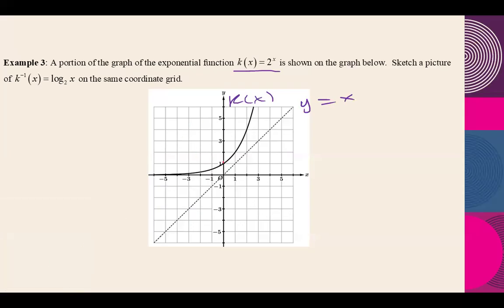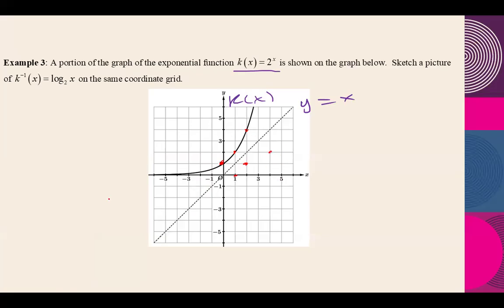All right, so I'm going to obviously go here. This is a good point. This is a good point. You get the gist. These are too tiny for me to do. All right, so instead of being at 0, 1, I'm now going to be at 1, 0. Instead of being at 1, 2, I'm now going to be at 2, 1. Instead of being at 2, 4, I'm now going to be at 4, 2.